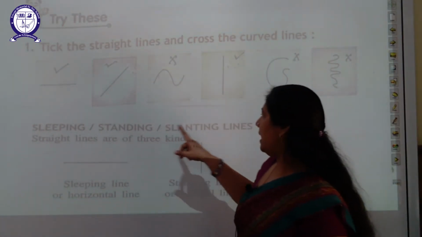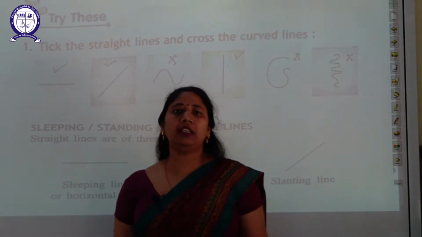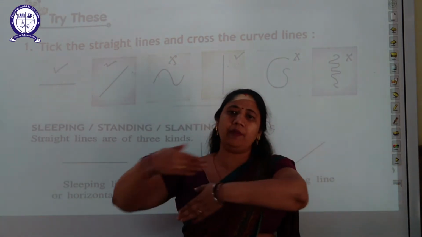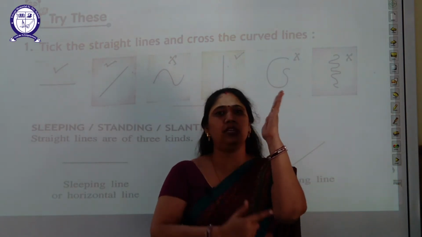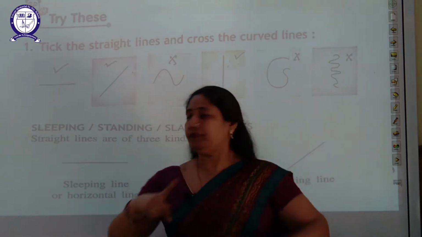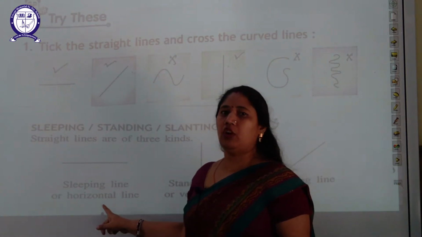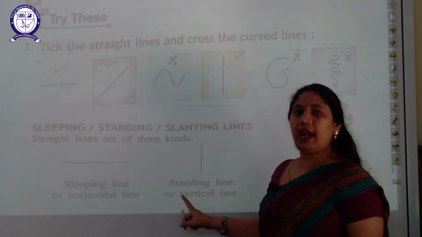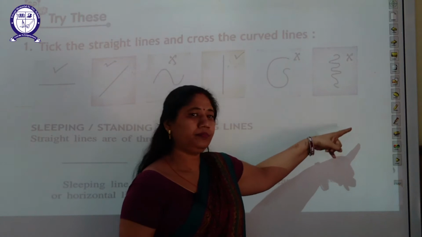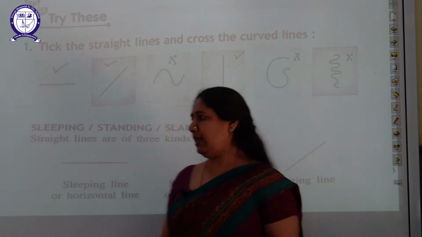Sleeping line, standing line or slanting line. Straight lines are of 3 kinds. Number 1, sleeping line, that is in a sleeping position. That is a standing line, that is in the standing position, and those are the slanting lines like that. Okay, a sleeping line is also called a horizontal line. A standing line is also called a vertical line, and that is the slanting line, from left to right or right to left, in both cases.